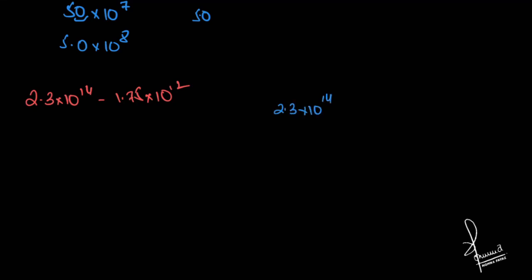14 को 12 पे लाने के लिए मुझे 2 रिड्यूस करना पड़ेगा. I need to subtract 2. 2 रिड्यूस करने का मतलब है मैं 2 डेसिमल प्लेसेस to the right move करूँगी. तो ये क्या हो जाएगा? 230 into 10 raised to power 12.